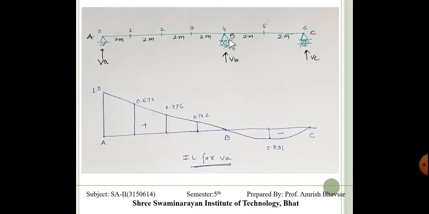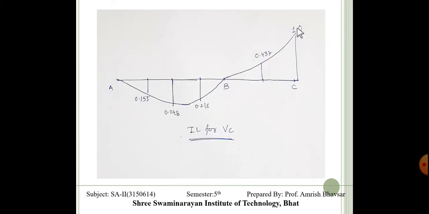Simply the same thing here. At VB, the diagram is 1. At VA, here it is 1. At C point it is 1. So it is something like this. So at C it is 1, and it is reduced somewhere over here. So this is the simple method for finding out the influence line diagram for the reaction at support.